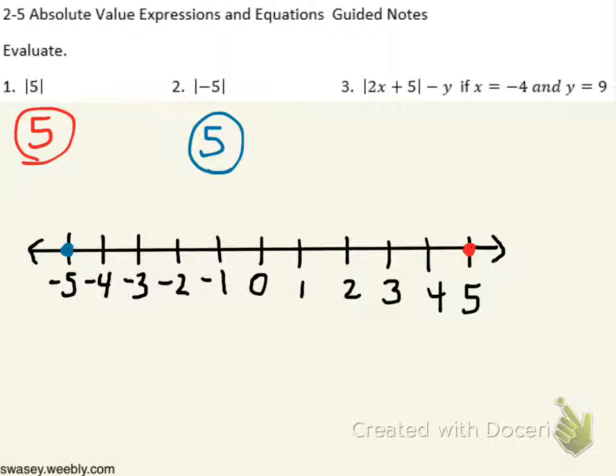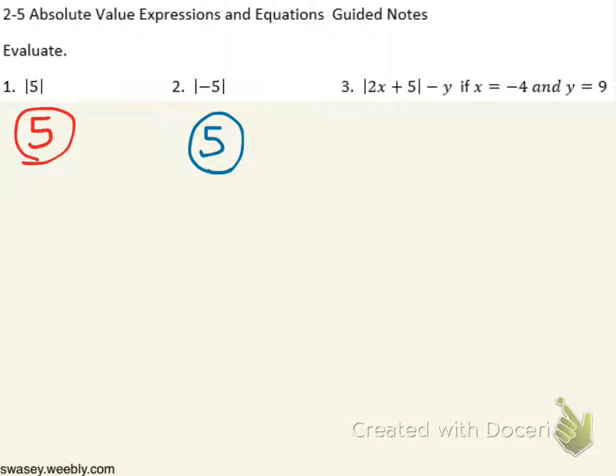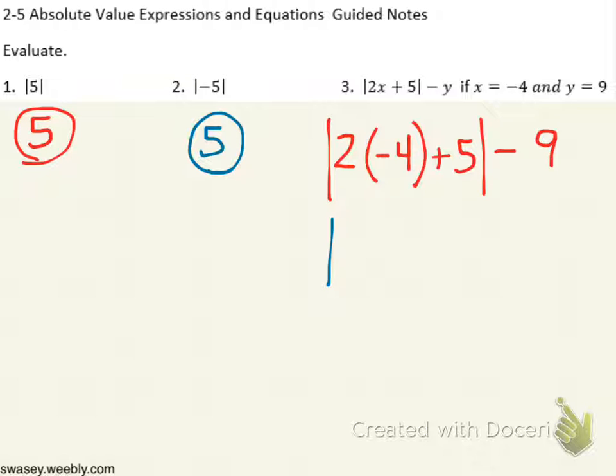Now in number 3 we're evaluating the expression. So we're told that x is negative 4 and that y is 9. So replace x with negative 4 and replace y with 9. Now notice the minus was already in the expression. Absolute value is a grouping symbol. So just like parentheses, we do what's inside of it first. So inside of the absolute value we have multiplication and addition. We're going to multiply first.